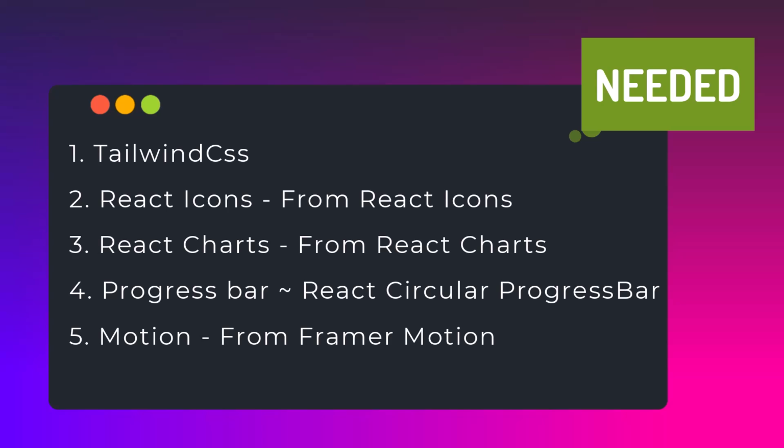This will be from ReactJs. We'll also be required to install the progress bar. This will help us to have the circular progress bar. And finally, for animations, we'll need to install motion from Framer Motion. So let's get started, and we're just going to get started by installing TailwindCss with Vite. So let's get this started.